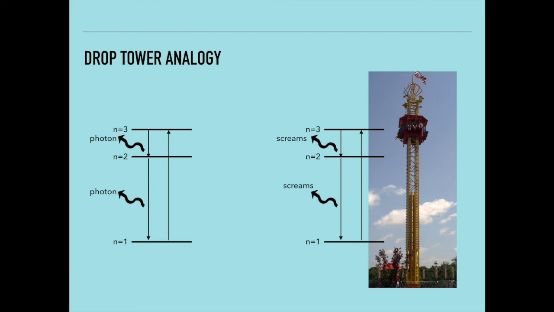This concept can be compared to an amusement ride called a drop tower, where riders are lifted up a large vertical structure to a certain height and then released, letting them go down in a free fall. The riders can be representative of the electron, and the lifting of them can be compared to the absorption of a photon by the electron. When the electron descends energy levels, it emits a photon. When the riders drop from high to low, the riders emit screams.